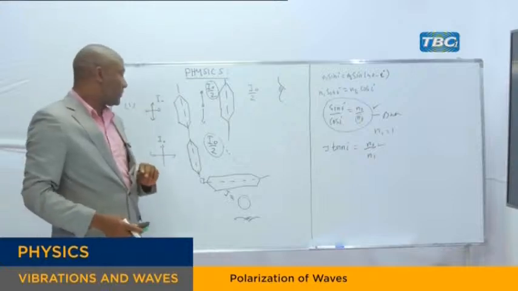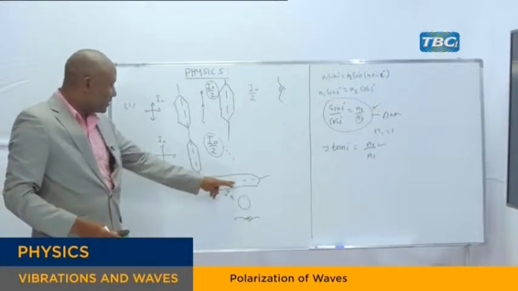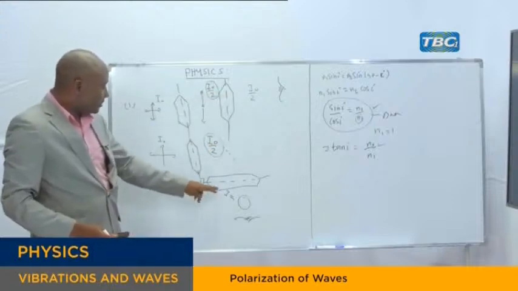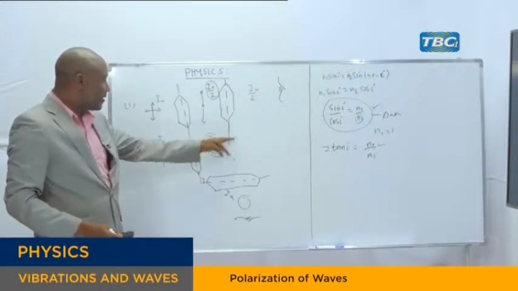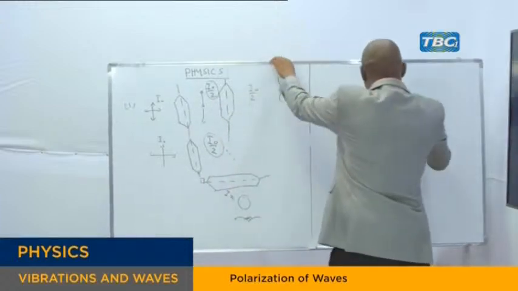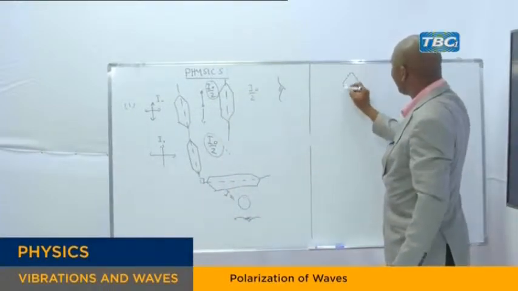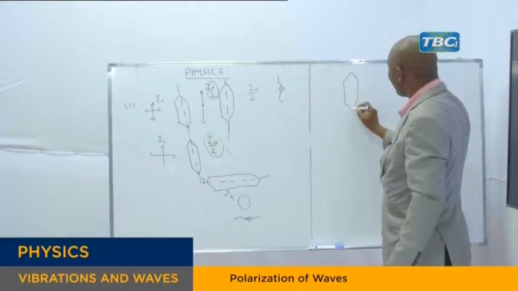Now the question was, what is the effect of this second polaroid if it's not parallel or perpendicular, if it makes a certain acute angle between the two? So in today's discussion, we see what happens when you have these two polaroids at such an angle.